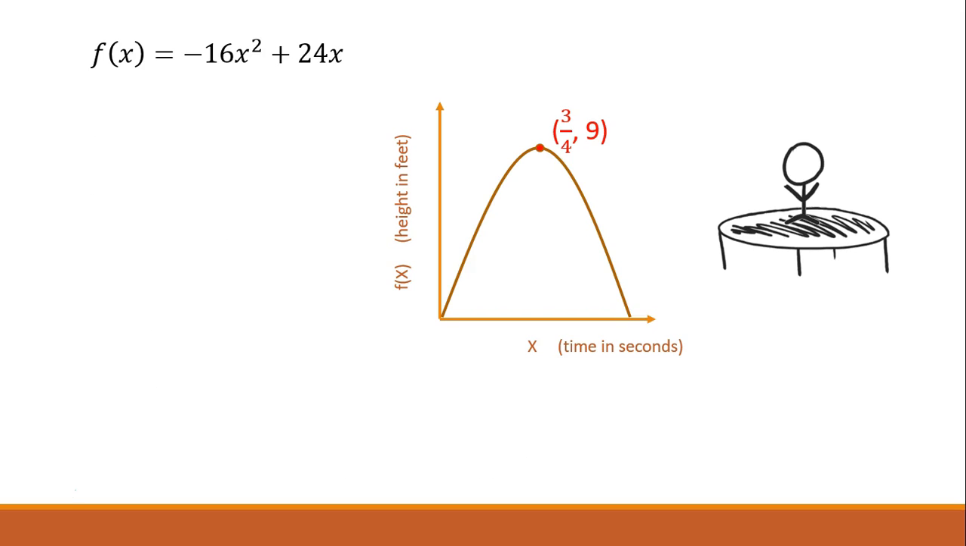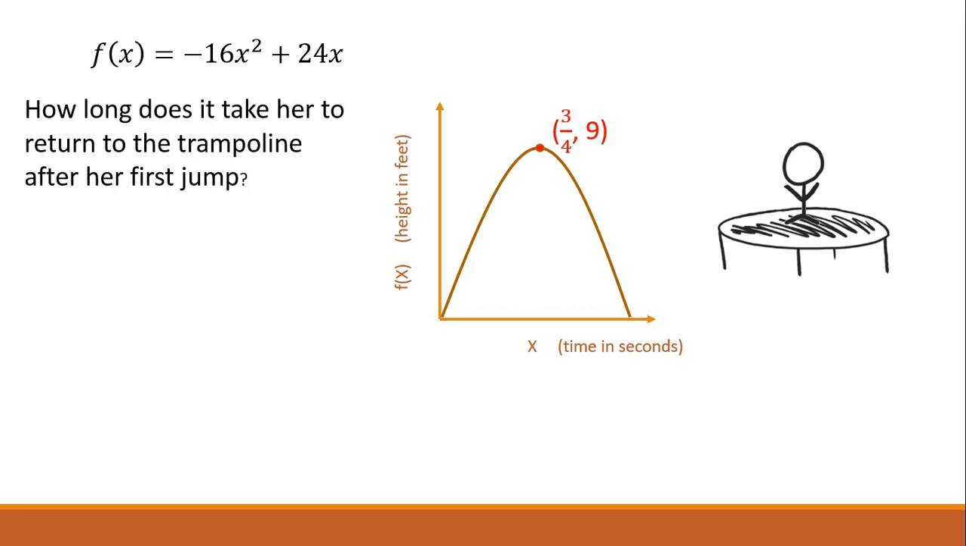Now the second thing that we can find at this point is how long it takes her to return to the trampoline after her first jump. This is the point on the graph we're interested in. It's the point where our height is 0. Notice we're not going to be using a derivative to find this because we're looking for a point on the function where the height, the value of f of x, is equal to 0.